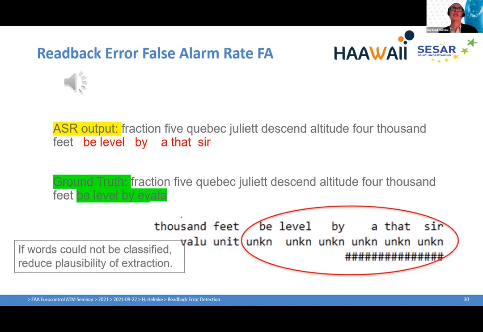Our trick here is that we look at the output of the speech recognizer and we classify each word. For the 1,000, we classify it could be a value. For the feet, we classify it could be a unit. And then with this, our speech recognition output is not unknown. If we have a lot of unknowns in the classification, then we say, okay, reduce the plausibility. That's one of the tricks we want to use.